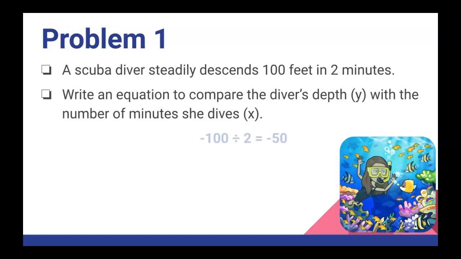So when we're doing that, we can take the negative 100, because she's going down, divided by 2, to find that the constant of proportionality is negative 50. She is going negative 50 feet per minute. When we write an equation, it's going to follow the format y equals negative 50x. And if you check, 2 times negative 50 is negative 100, so we put those in the correct position.